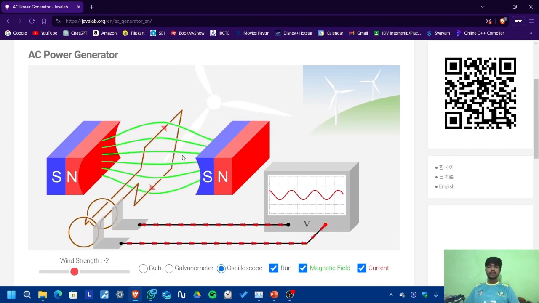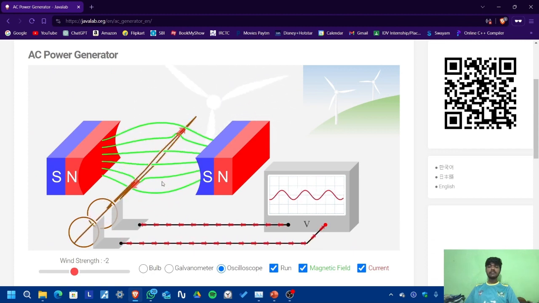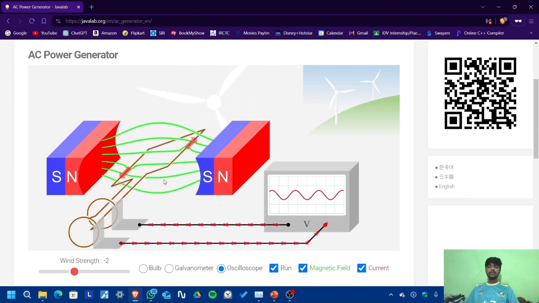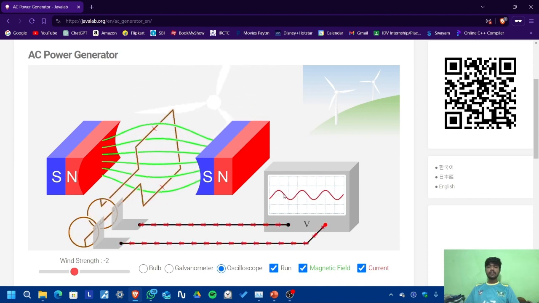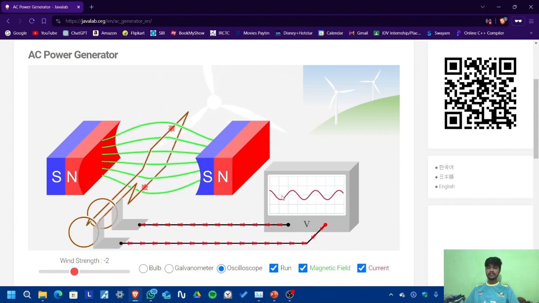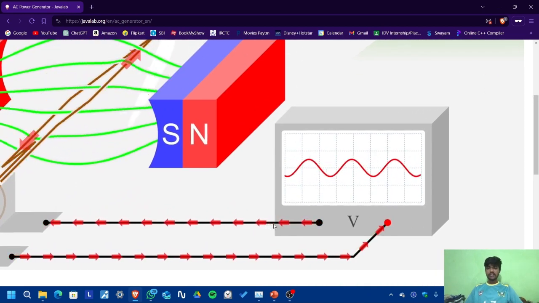Now you can see it is cutting the magnetic field lines. Here you can observe that for every 180 degrees the current changes direction. Here you can observe the change in direction of the current.